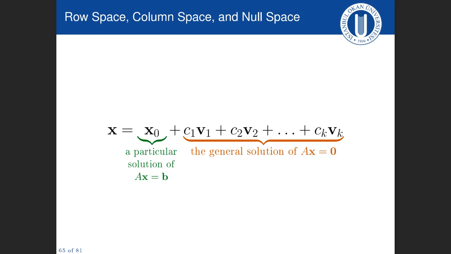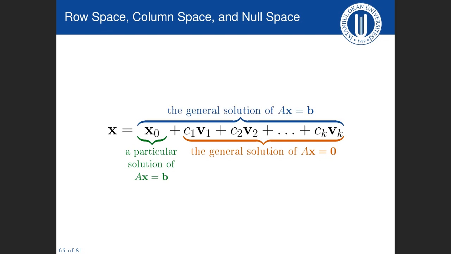Or in other words, we're going to add on the general solution of AX equal to 0, and altogether we get the general solution of AX equal to B. That's a particular solution of AX equal to B plus the general solution of the homogeneous system AX equal to 0, and that gives us the general solution of AX equal to B. This is an idea we're going to be using again in Mathematics 4 when we study differential equations.